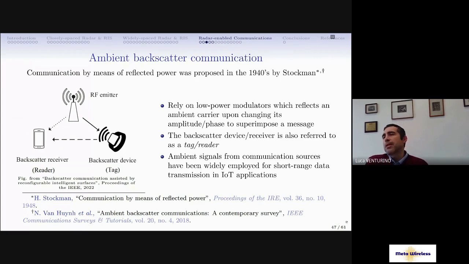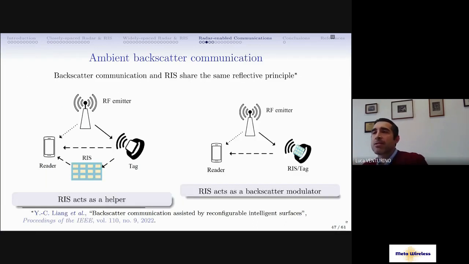And in the following, I will use this common notation of tag and reader. This idea has been used, for example, to allow short-range data transmission in a number of Internet of Things applications. But the majority of the work so far has mainly focused on the use of electromagnetic signals emitted by communication sources. So we have an existing communication signal that we reuse to send a message through ambient backscatter communication. Another question is, can we actually use an existing radar signal to send a message through ambient backscatter communication? Well, as we will see, the answer is yes.